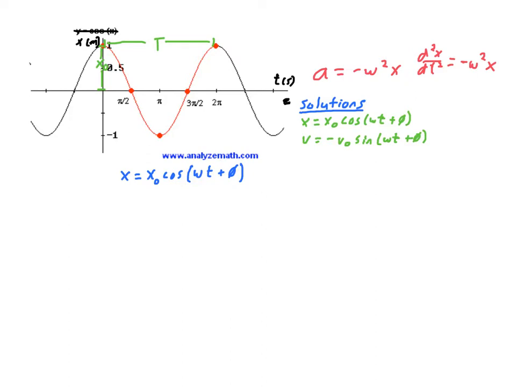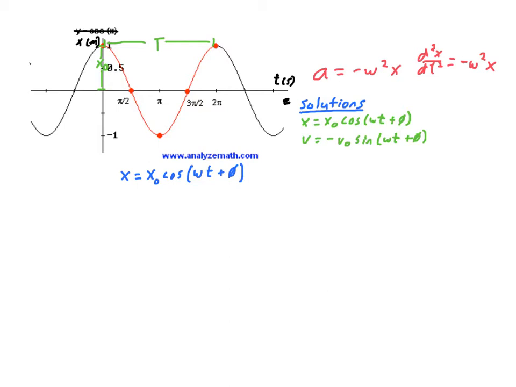x equals x0 cosine of omega t plus phi, where phi is the phase shift. Phase shift simply means how far you slide this graph. So if we wanted to start it further this way or further that way, if we added on, let's say, pi over 2, everything would slide that way. If we subtracted pi over 2 here, everything would slide back the other way. Phase shifts are going to become very important later on in physics whenever we're talking about superposition of waves.